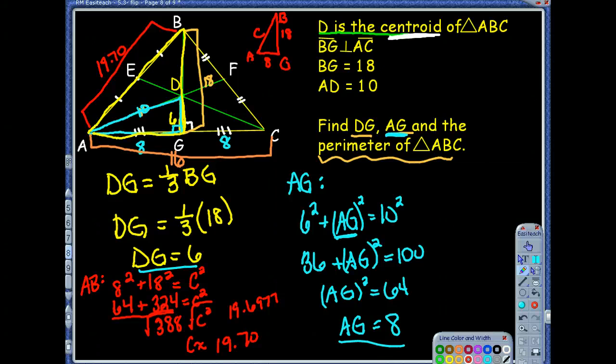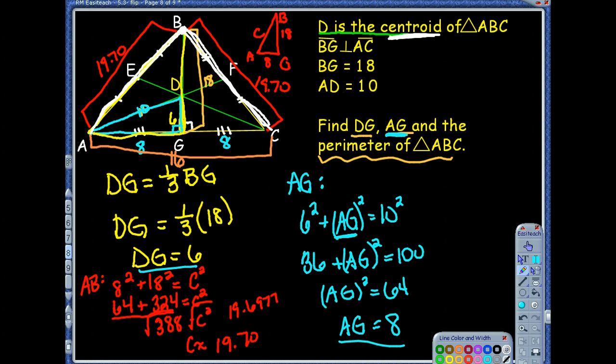BC is also 19.70. But something I mentioned earlier, you remember me saying something about BG being the perpendicular bisector? I know that any point on the perpendicular bisector of a segment is equidistant to its endpoints. So technically, we know BC and BA are going to be the same length.